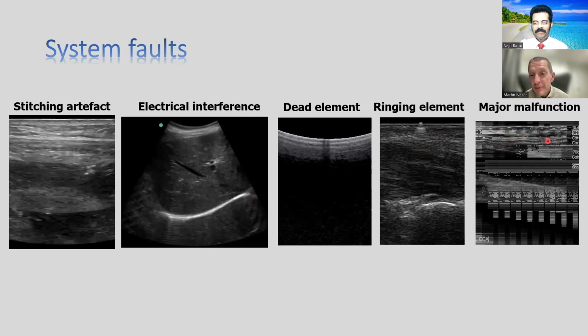Or if you have a major malfunction nowadays, you'll see it. When I started in ultrasound, we actually had to calibrate our machines. They were analog, and so you would have to every morning check that your measurements are accurate. You no longer need to do it. Usually when there's a major system fault, you'll see it. It will not be the case that your images are miscalibrated.